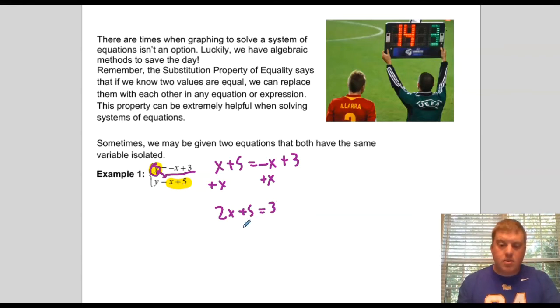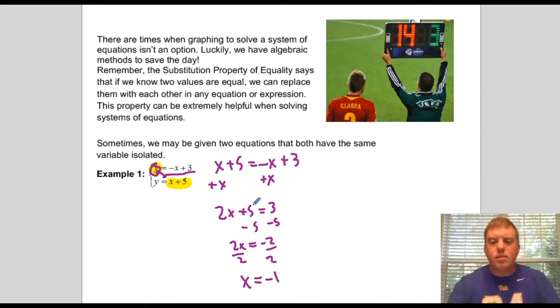Now to continue solving for x, I would subtract 5 from both sides to get the 2x by itself. That will give me 2x is equal to negative 2. Then I'm going to use the division property of equality to get rid of the 2 that's in front of the x, and get that x is equal to negative 1. That's just like when we were solving a single equation that had multiple steps. However, there is one thing that we're going to have to do to take things further.